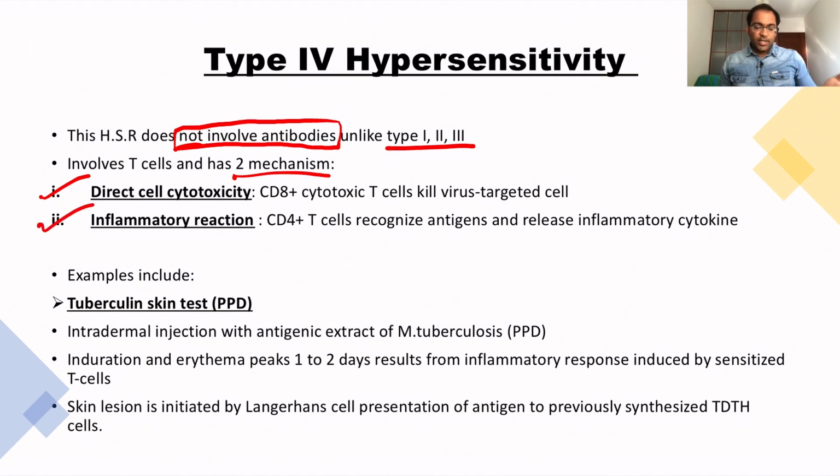Now what is this direct cell cytotoxicity? This is mediated by CD8 positive killer T cells. So they kill virus targeted cells, while in inflammatory reaction we have CD4 T cells that recognize the antigens and release inflammatory cytokines. Now let's go to the whiteboard and let me explain to you how the inflammatory reaction takes place.